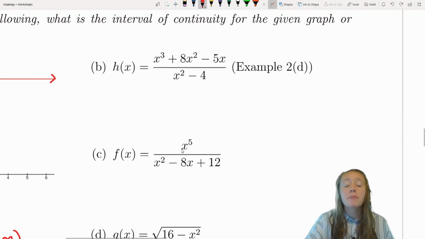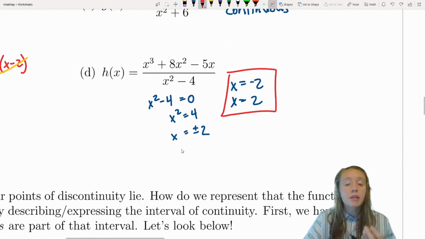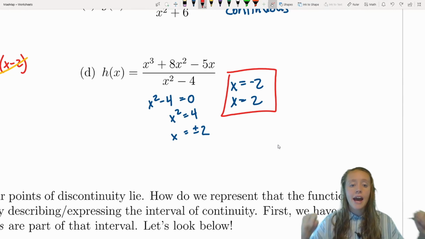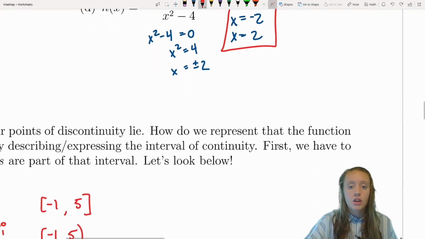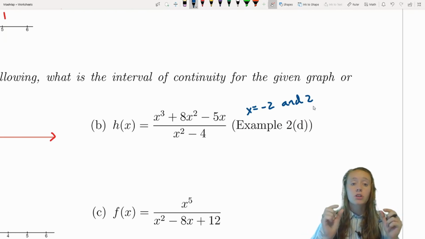Here, in part B, I grabbed h of x from up above in example 2D. So if you remember from 2D, we had how many points of discontinuity? 2. That was x equals -2 and x equals 2. Those were our only 2 points of discontinuity, so our function is continuous absolutely everywhere else. So I'm going to make a note that our discontinuity points were at x equals -2 and 2, and I'm going to be sure to break up my interval at those points.